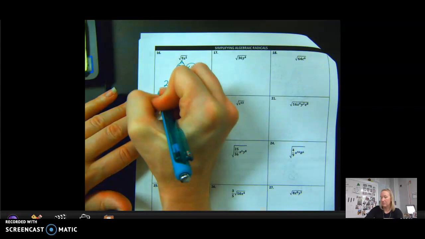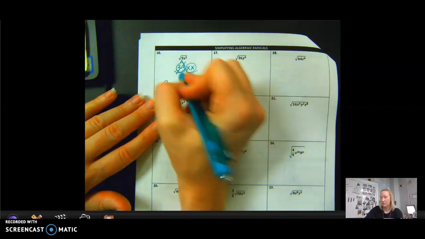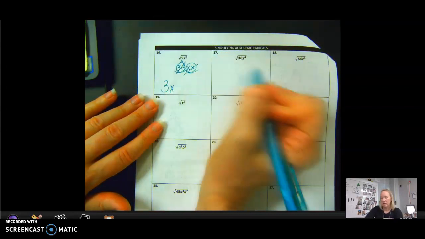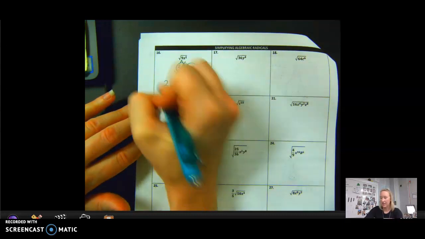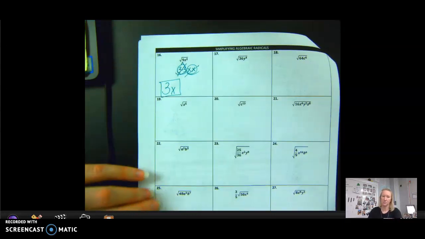So 3 comes out, that's gone. This has a pair, so one of those comes out and it's gone. I have nothing left in the radical, so actually on this guy, 3x is my answer.